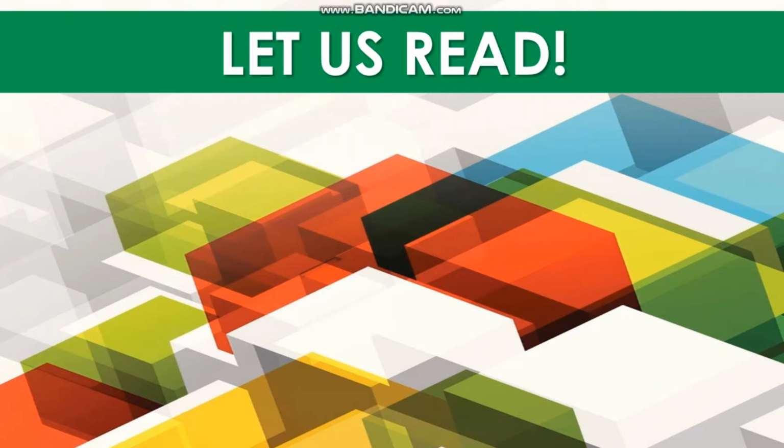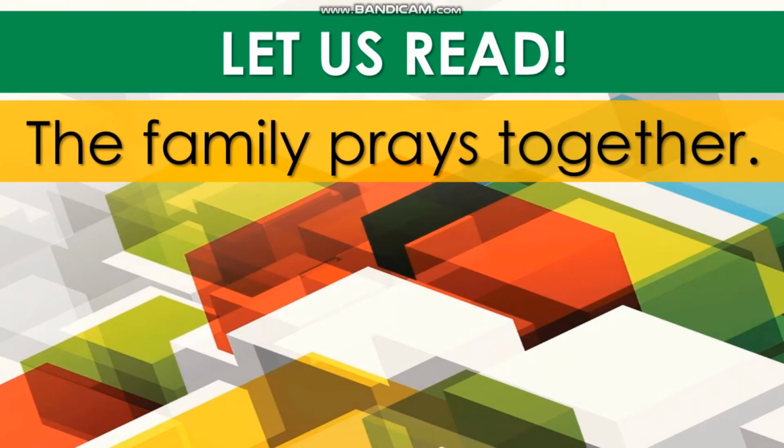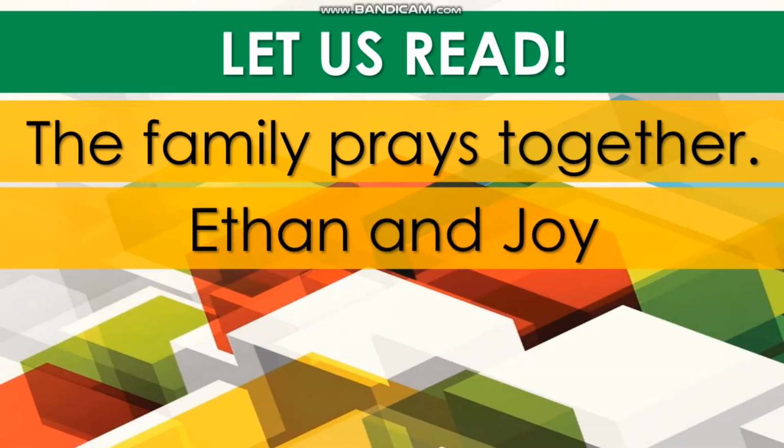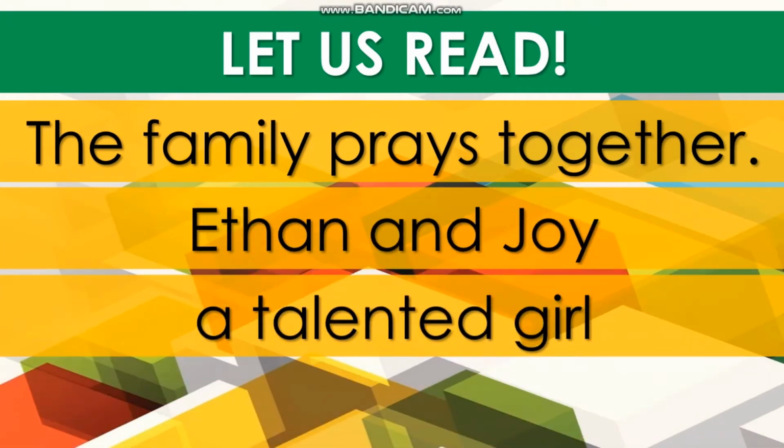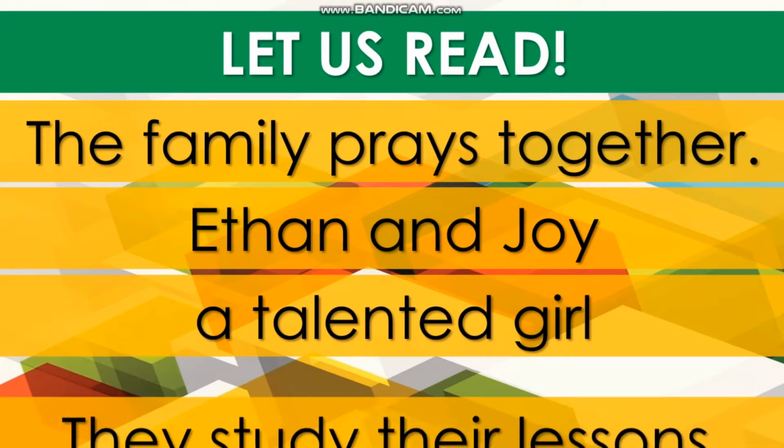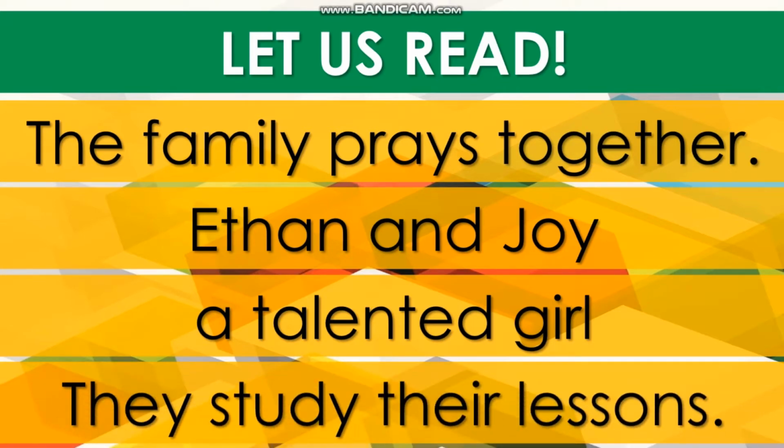Let us read the group of words once again. The family prays together. Ethan and Joy. A talented girl. They study their lessons. Now, what can you notice with those group of words? Very good. The first and the fourth group of words end with a period, while the other two don't have a punctuation mark.